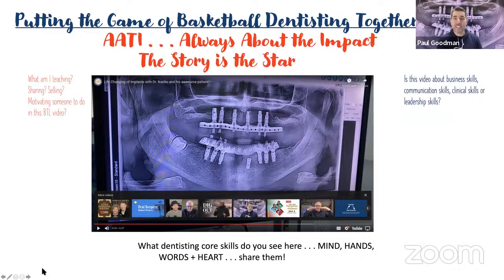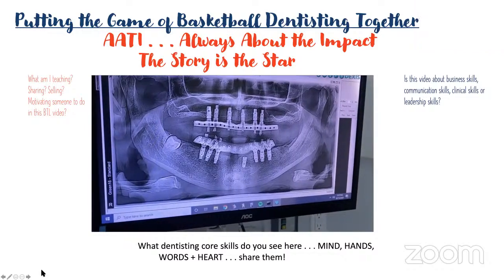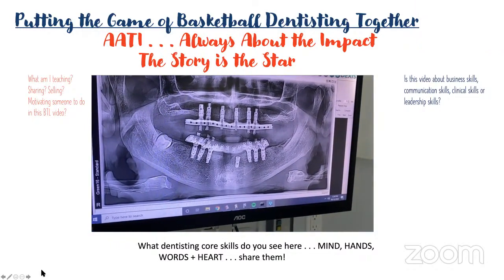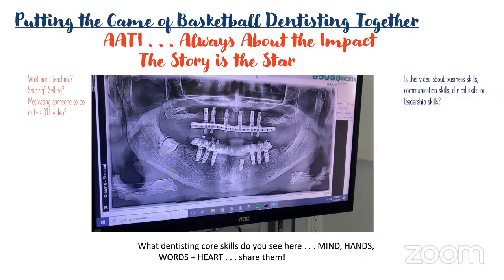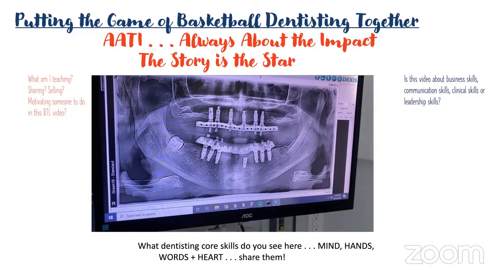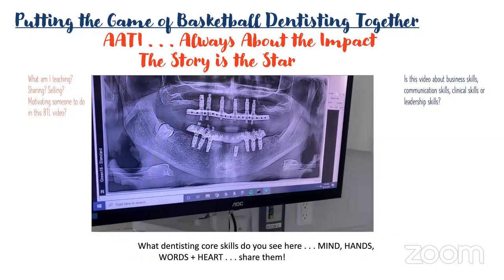So this has been clinical. This has been business. This has been practice management. This has been patient communication. This has been mind, words, hands, heart, all at the same time. This is an example of implants that were placed over 10 years ago, restored with a fixed hybrid acrylic titanium bar from one of our awesome lab resources. You want to meet our lab resource, you can. So you can come back to us for the end of this video.